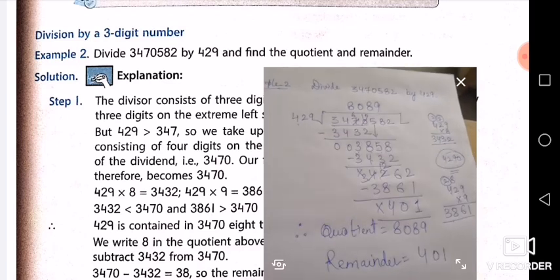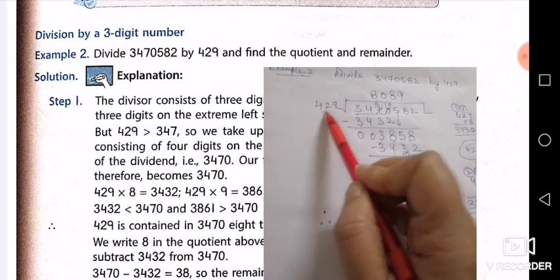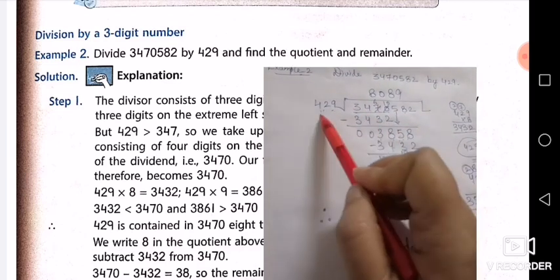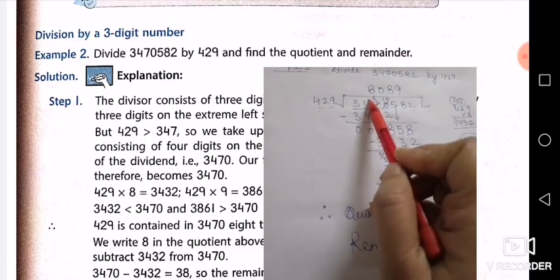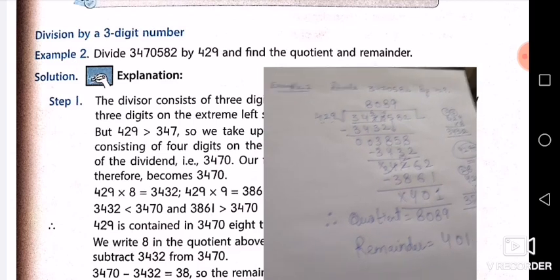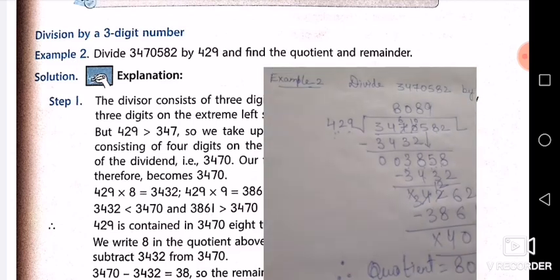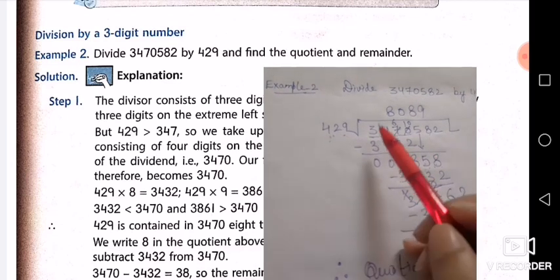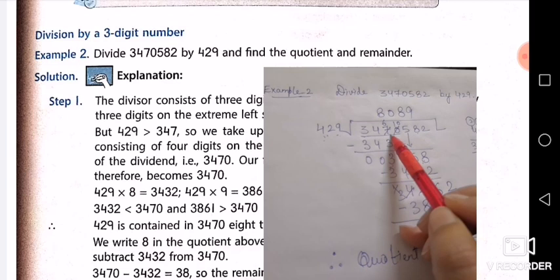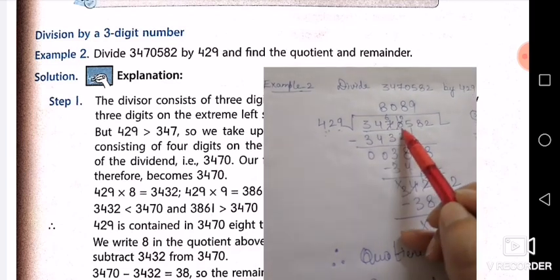Now one more time we'll see the division. See, by rounding off that number, we will get an idea which times this number will go: 8 times, 9 times, 7 times, whichever. So, first of all we'll see the first 3 places. The first 3 places are smaller than 429. So we'll take 4 places.